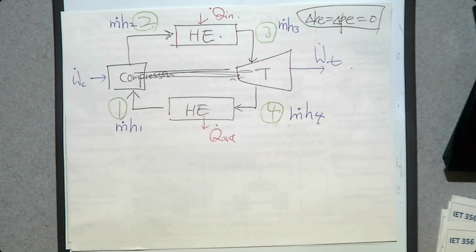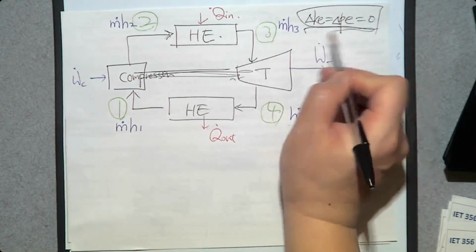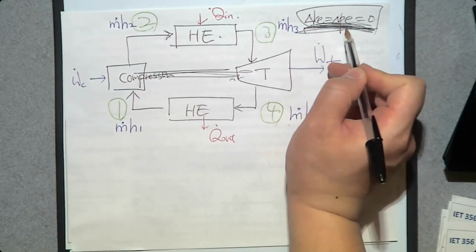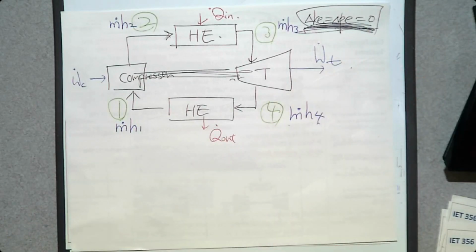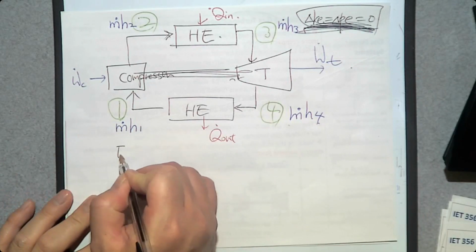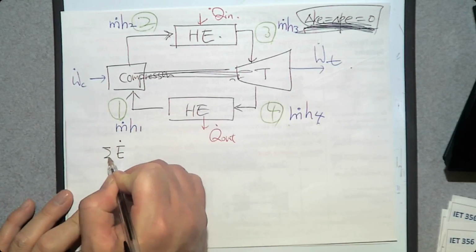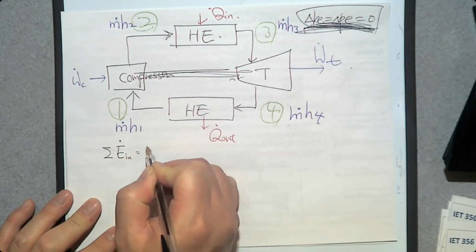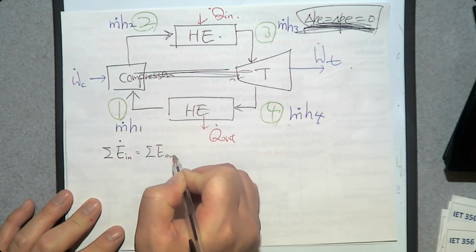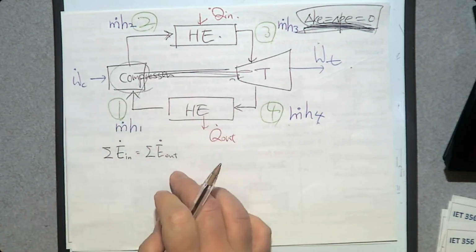The general energy balance equation, assuming the kinetic and potential energy are neglected. And by the way, this is an open system: one inlet, one exit. The energy balance equation says the sum of energy transfer in should be the same as the sum of energy transfer out. So let's talk about this compressor.